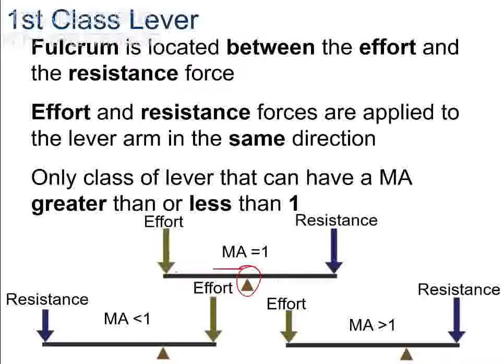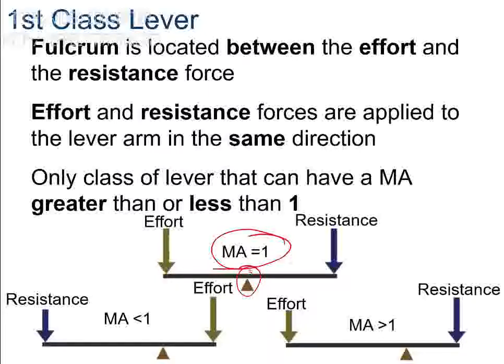For this, if the effort distance and the load distance are equivalent, we have a mechanical advantage of what? 1. Therefore, if these two distances are equivalent, the mechanical advantage is 1. That means it doesn't multiply a force, as well as a distance. And the effort and resistance forces are applied in the same direction on the lever arm.